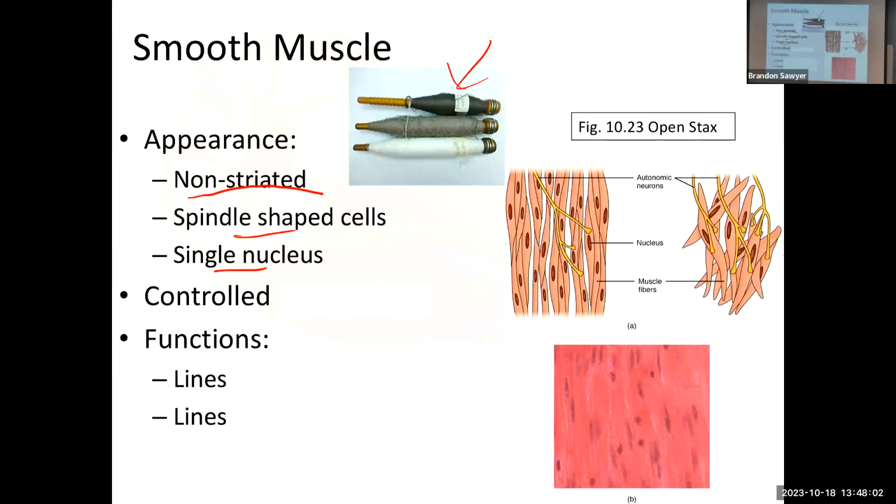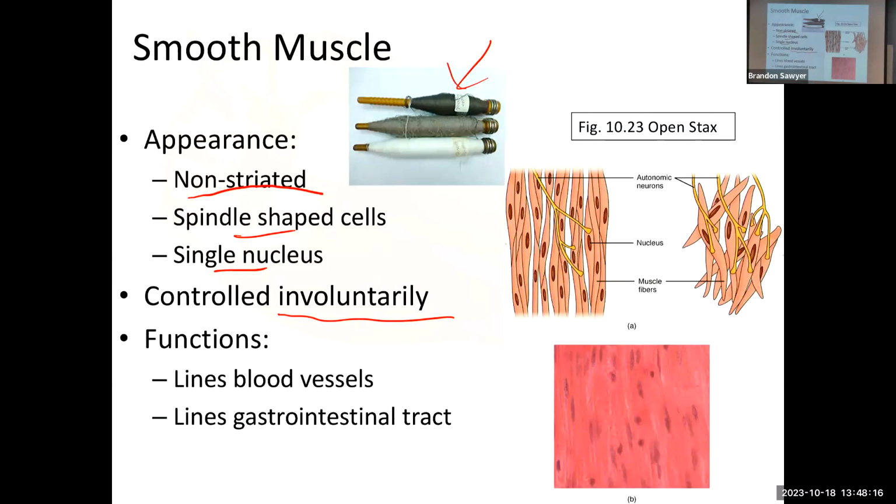These are controlled involuntarily. We can't think about our femoral artery and tell it to constrict. It's a good thing; we don't want to be thinking about all that stuff. It happens for us automatically. And there are two primary places we find it: lining our blood vessels and lining our gastrointestinal tract. And this is what a microscopic image of it looks like.